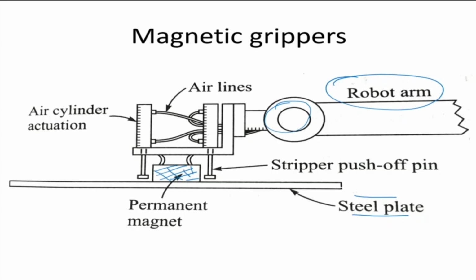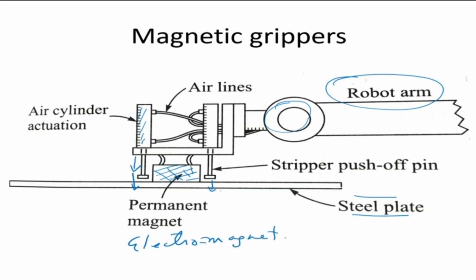Then the gripper lifts the plate and takes it to wherever it is required, and then there are pushers. Air cylinder actuation is there. You can look at these cylinders for actuation. These air cylinders are actuated and these pistons come out and push the plate down. So wherever it has to place it, it will place it there and then push the plate out of the permanent magnet gripper. We could also have an electromagnet here.